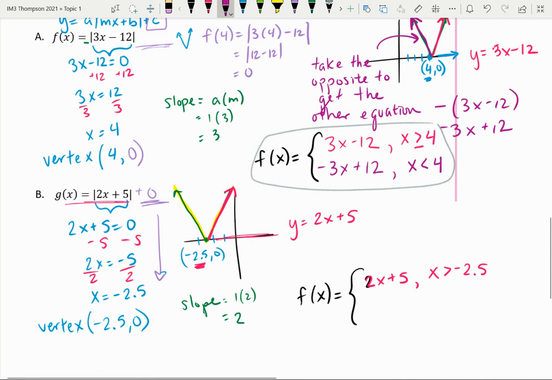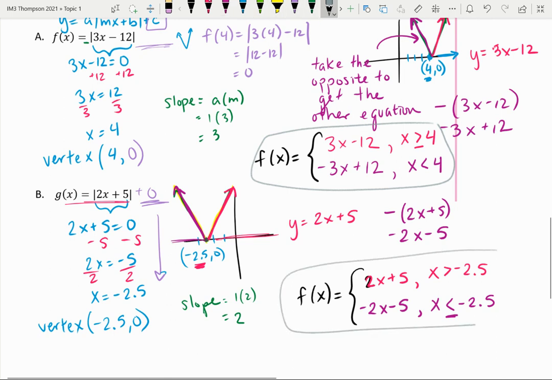So what's the equation of the other part of the graph? This part over here is going to be the opposite. So I'm going to take the opposite of 2x plus 5, which gives me negative 2x minus 5. Where does that exist? That exists at all the numbers less than negative 2.5. One of these needs to include the vertex. So this time I'm going to put it on the bottom one. It doesn't matter as long as you include it once. And there's my piecewise function for the absolute value described in B.